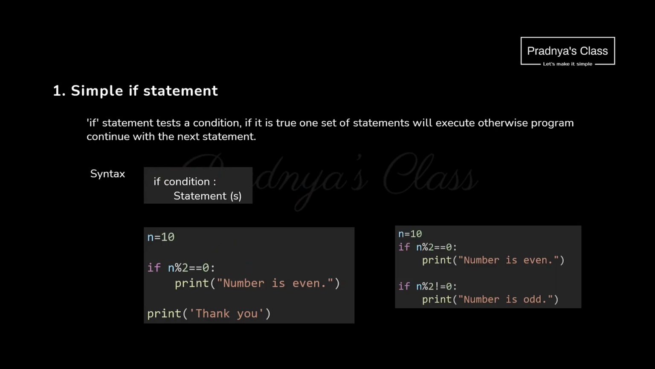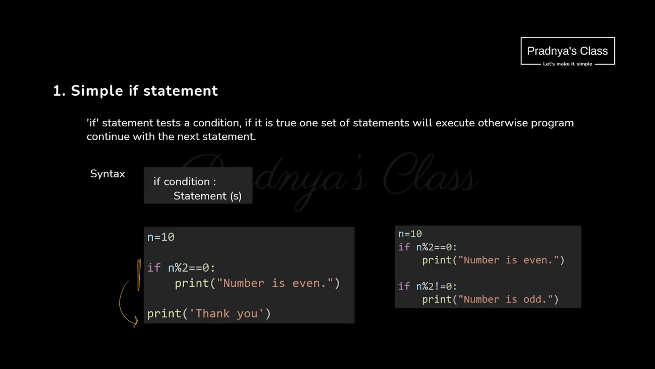Here is a program in which we are checking whether the number is even or odd. For that, here is the expression. We are taking out the remainder of a number and checking it with 0. It means we are checking whether the number is completely divisible by 2 or not. If it is yes, then the number is even. This block will get executed or not, but after that the program will continue with the next statement.